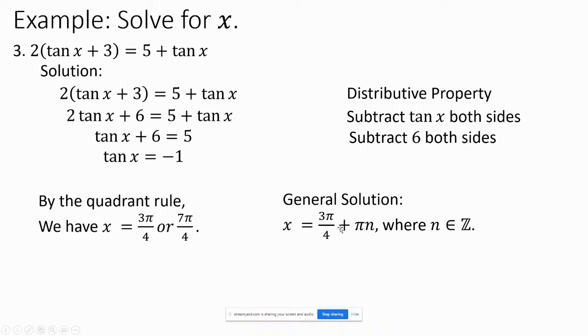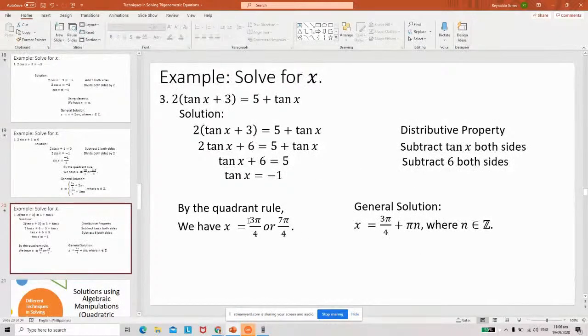Sige nga, gamit tayo ng calculator. 3 pi over 4 plus pi. Di ba si pi, that's also 4 pi over 4. So, 4 pi over 4 plus 3 pi over 4. O di 7 pi over 4. Sir, dadaanan na rin pala si 7 pi over 4. Kaya 3 pi over 4 plus pi n where n is any integer.